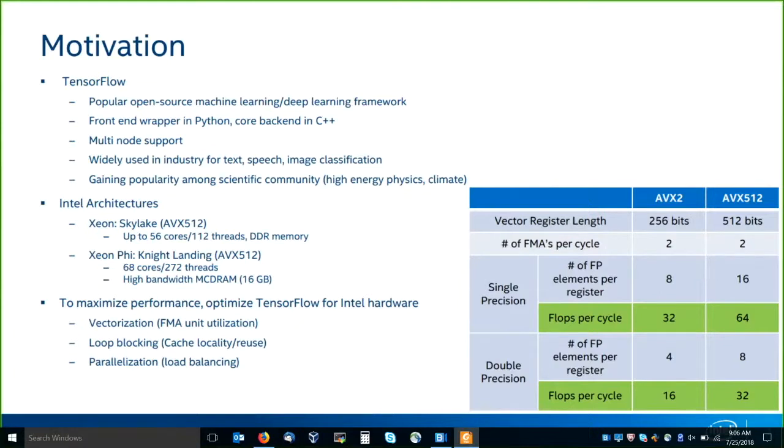In the last year or so, it has gained popularity among the scientific community as well. In some cases, we have seen high energy physicists and some climate scientists use TensorFlow in applying machine learning techniques to make some scientific breakthroughs.